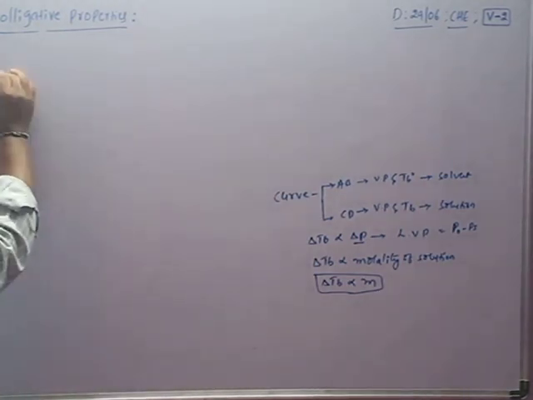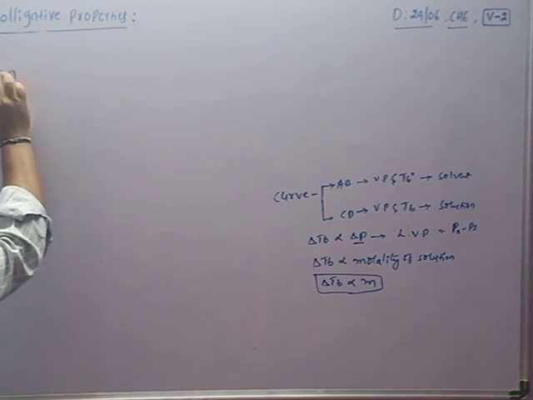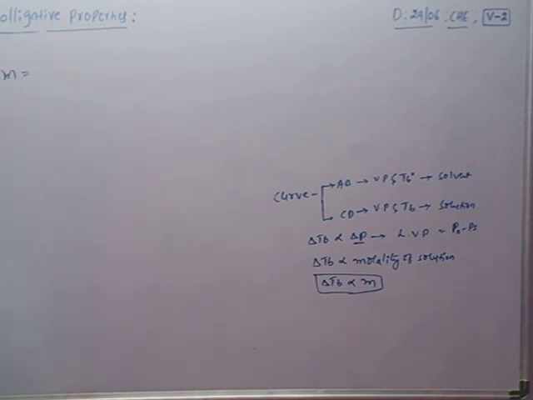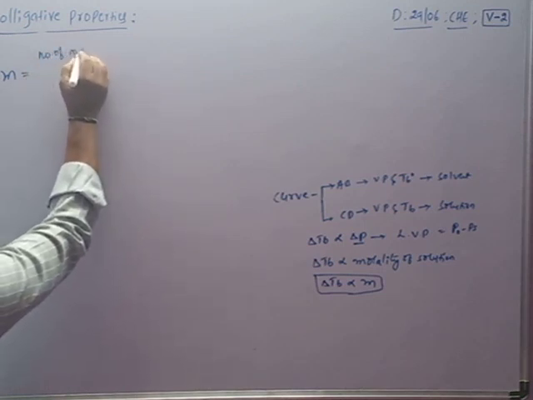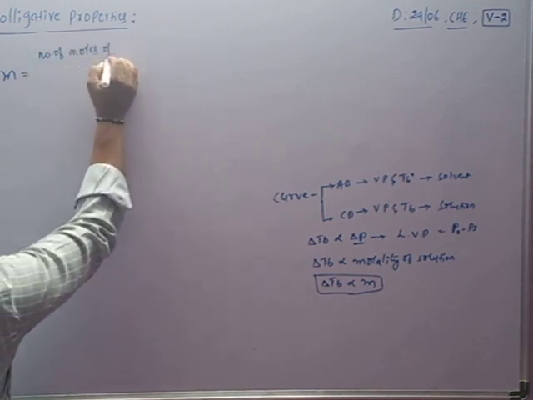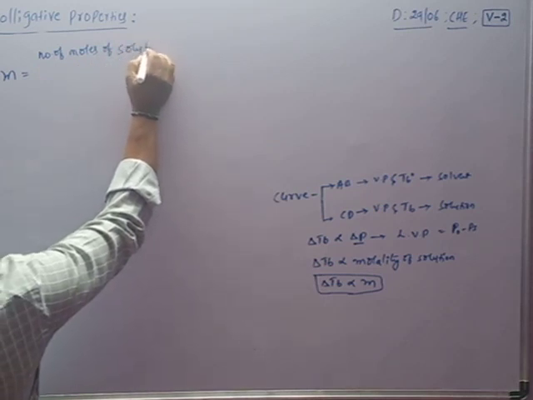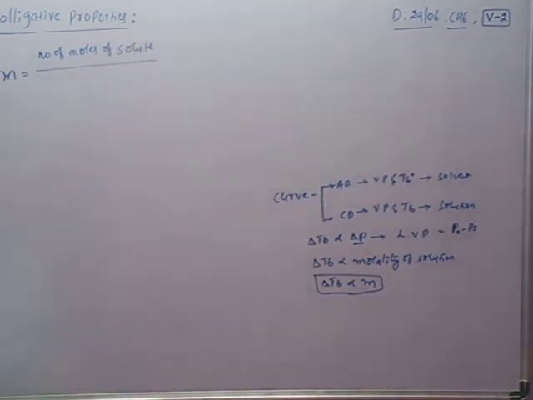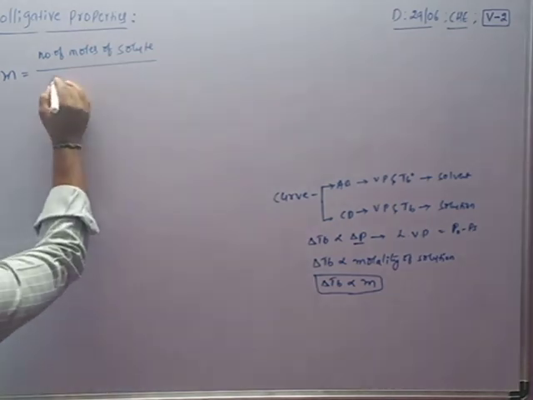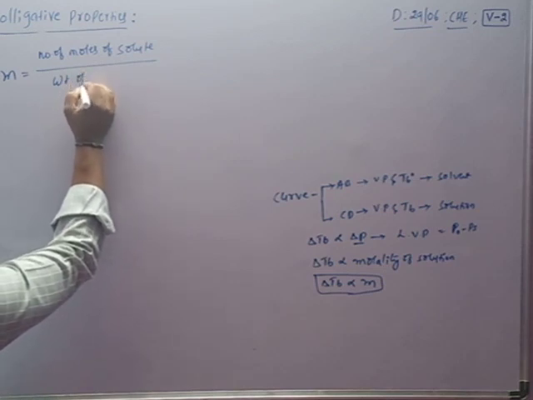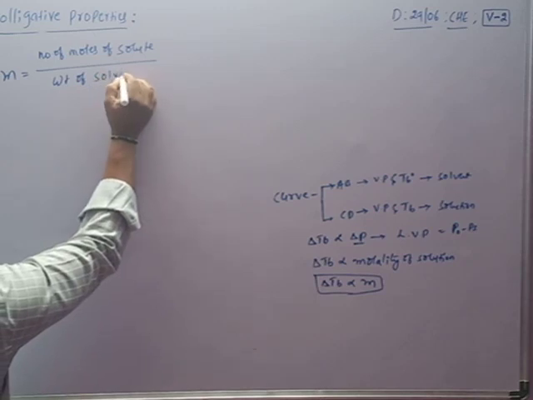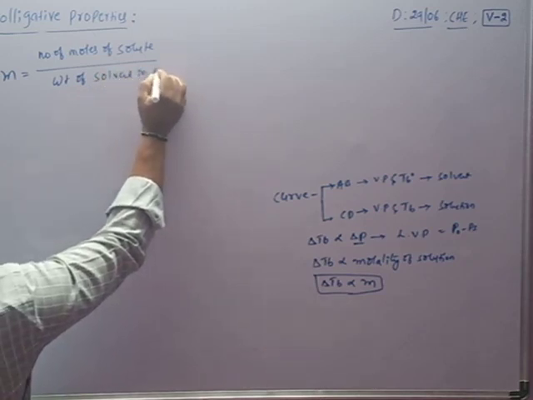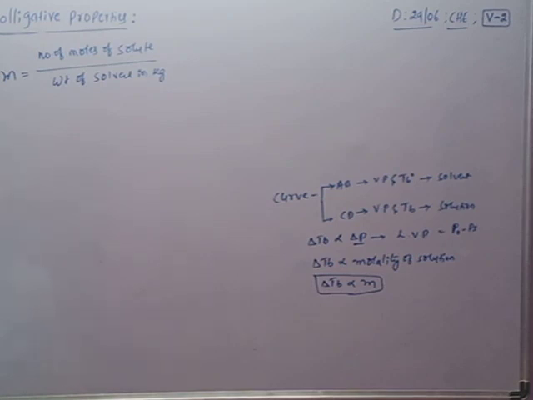So molality means the number of moles of solute present in 1 kilogram weight of solvent. So now, the weight of solvent in kilograms. What is the weight of solvent in kilograms?